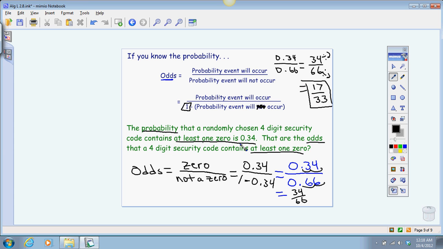What are the odds that a 4-digit security code contains at least one 0? 17 to 33. 17 times is favorable compared to 33 times where it's unfavorable. Again, ladies and gentlemen, make sure you have this formula written down, and try to keep in mind how odds and probability are different. Probability compares successes to total number of trials, whereas odds compares successes to not successes, or favorable outcomes to unfavorable outcomes.